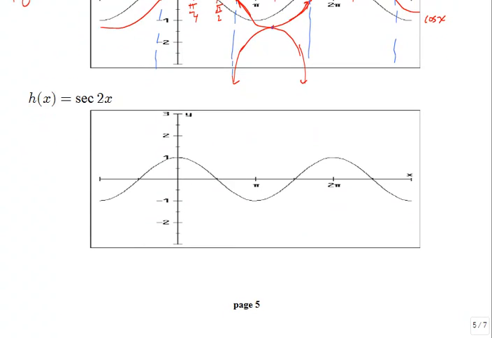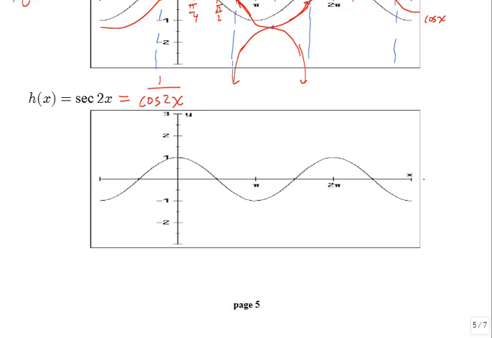Okay, let's try that again. This time we're going to look at secant of 2x. Again, that's the reciprocal of a cosine. So there's many ways to do this, but what I'm going to show you is how to think of it in terms of cosine of 2x. So secant of 2x is 1 over cosine of 2x.